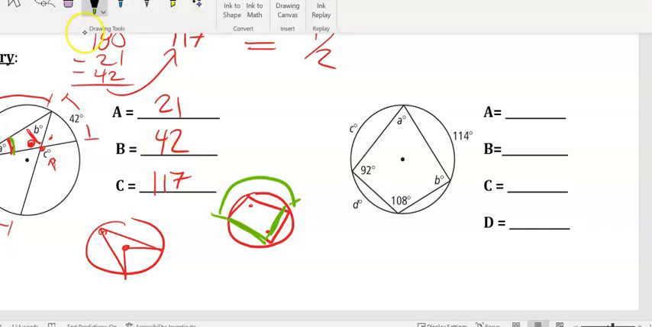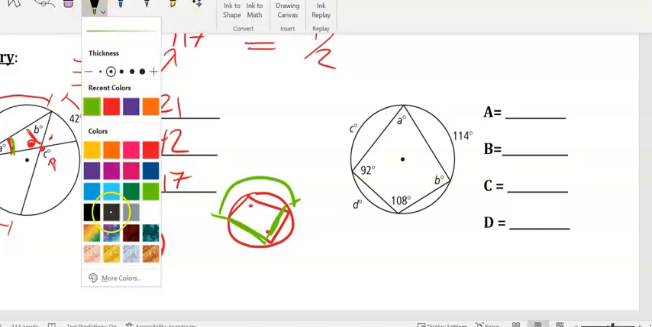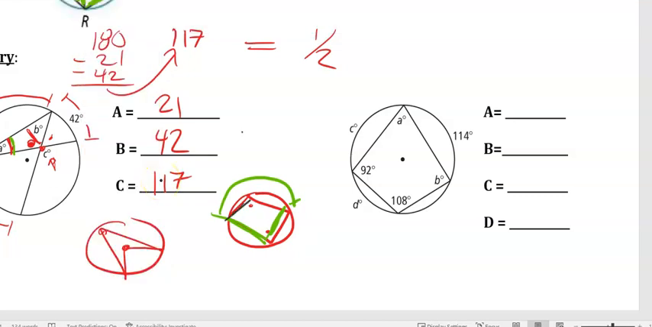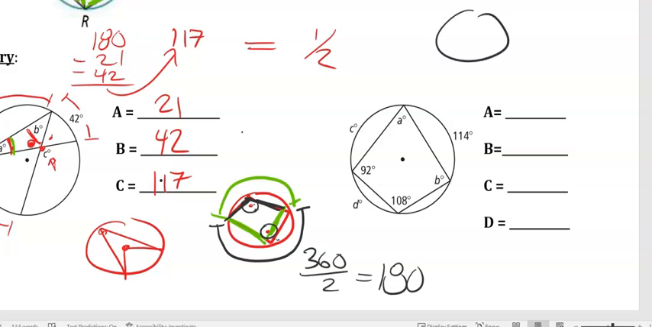Get a different color, black. This angle right here is going to correspond to this arc. What do you notice about those two arcs together? It's covering the whole circle, which is 360 degrees. And we know the angles are half of it. So that means that these two angles must add to be how many degrees? 180.